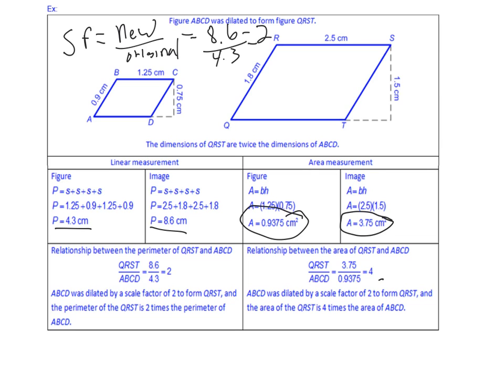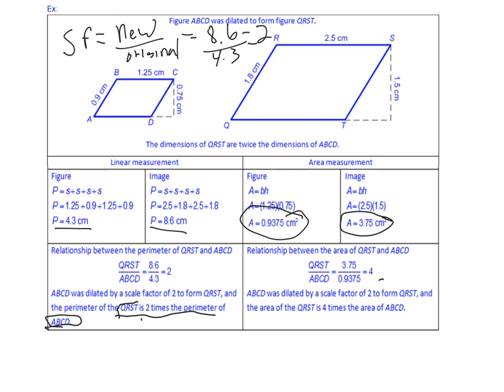Now these last 2 statements at the bottom are very, very important for us, because there will be questions that ask you what is the effect. So if I'm looking at a figure, let's start with perimeter, it is multiplied by a scale factor of 2, or should I say twice the dimension of the pre-image, then we will have the perimeter is twice the perimeter. So you have the perimeter of QRST is twice the perimeter of ABCD.